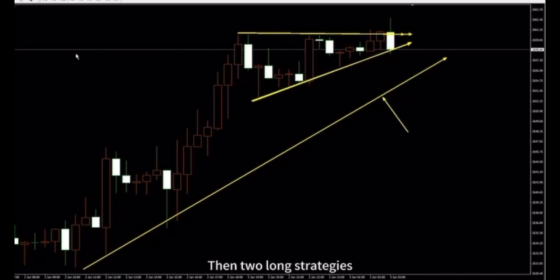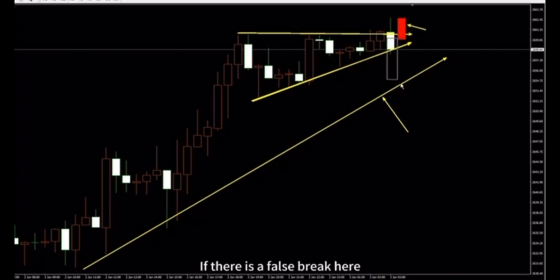Then there are two long strategies. One thing to notice is that in the next 30 minutes, the main thing for the K line is to take up the line. If there is a breakthrough of the positive line, we can go long on the right side, following the next wave of this bull band.